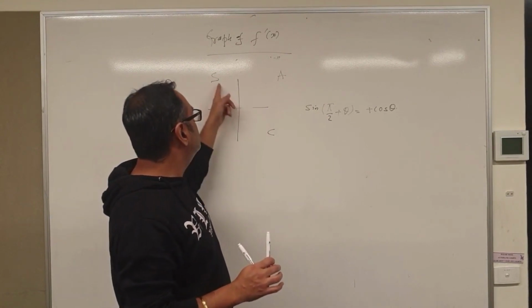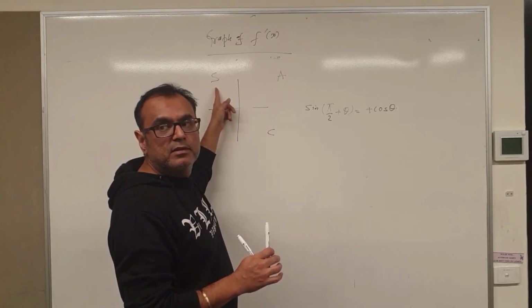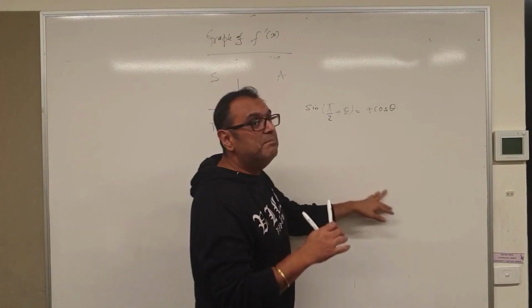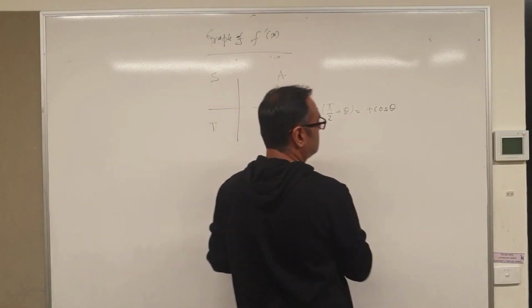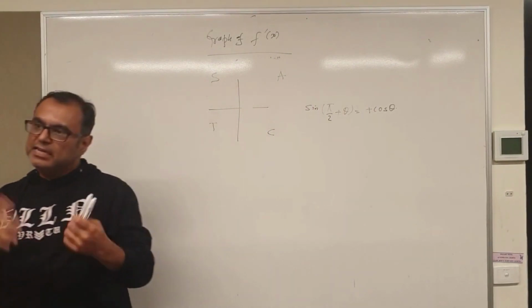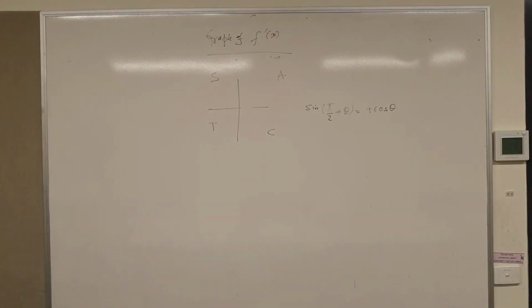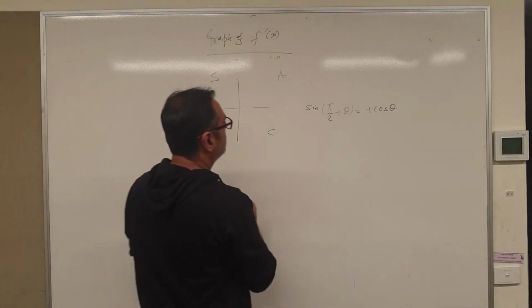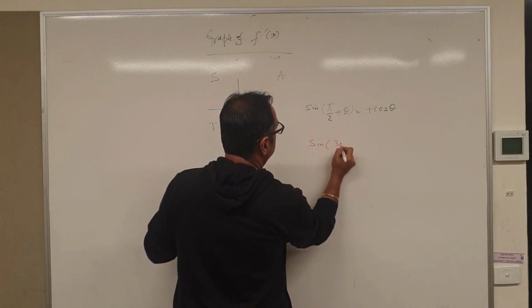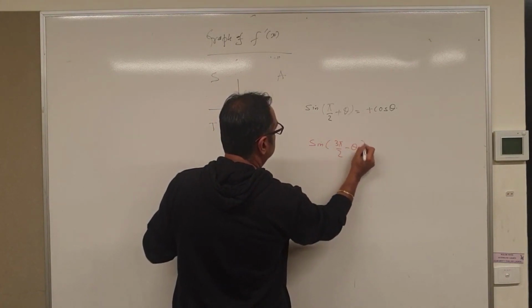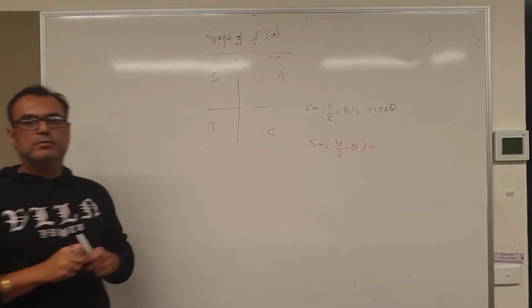ASTC, the CAST diagram tells you sine is always positive. Right? And since they are complementary functions, sine changes to cos, cos changes to sine. Right? Sine of 3 pi by 2 minus theta will be what?